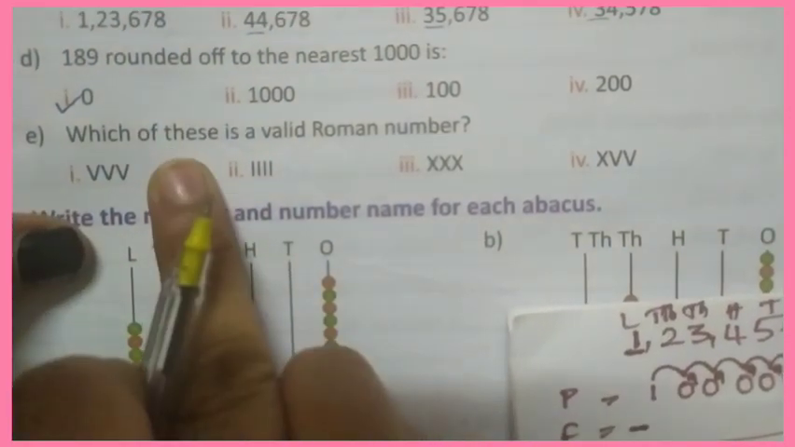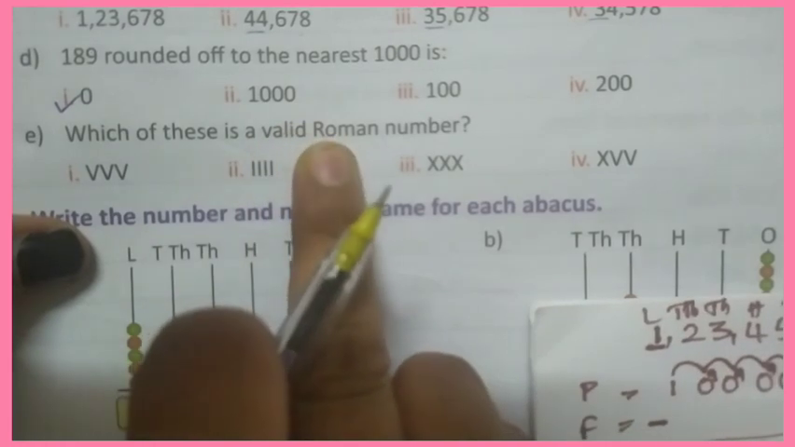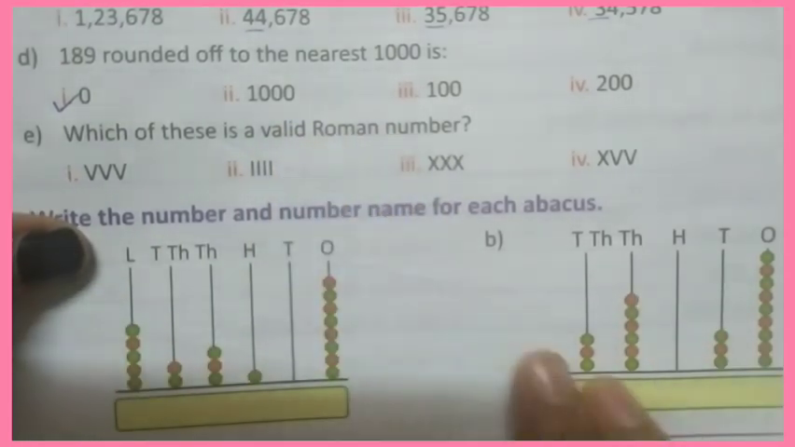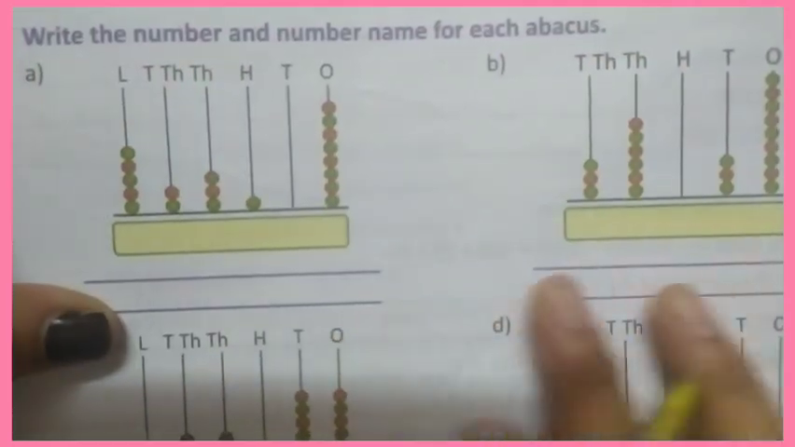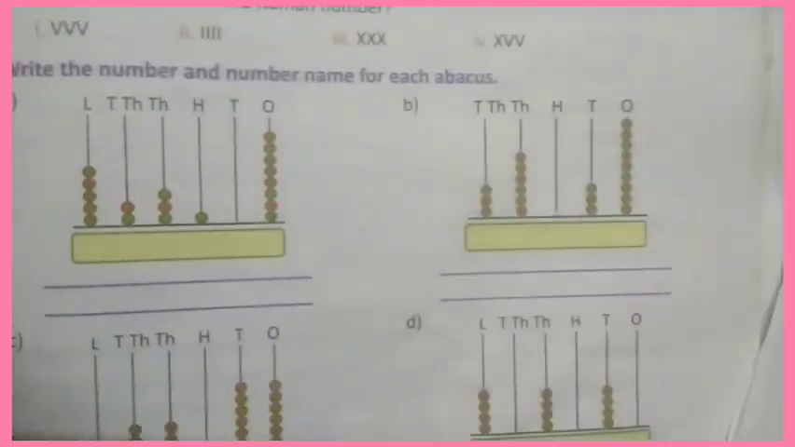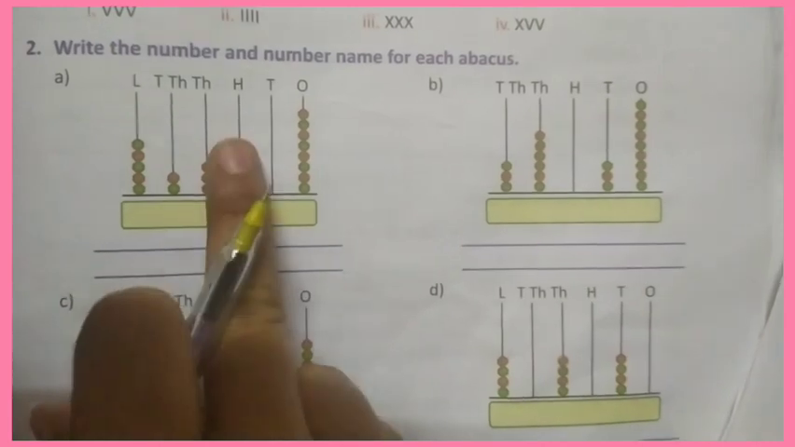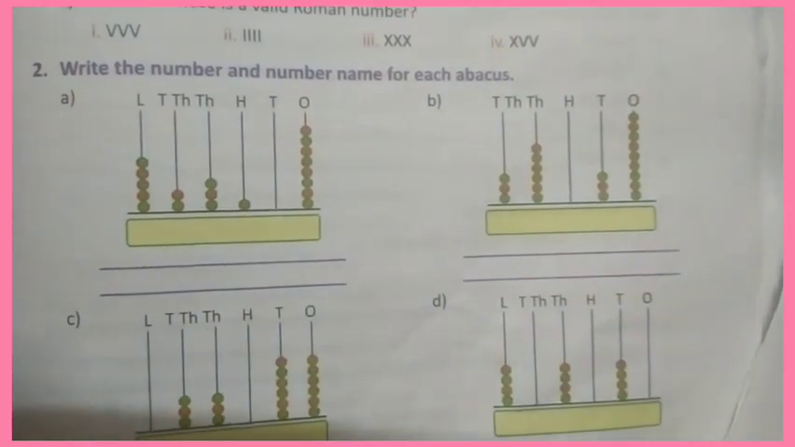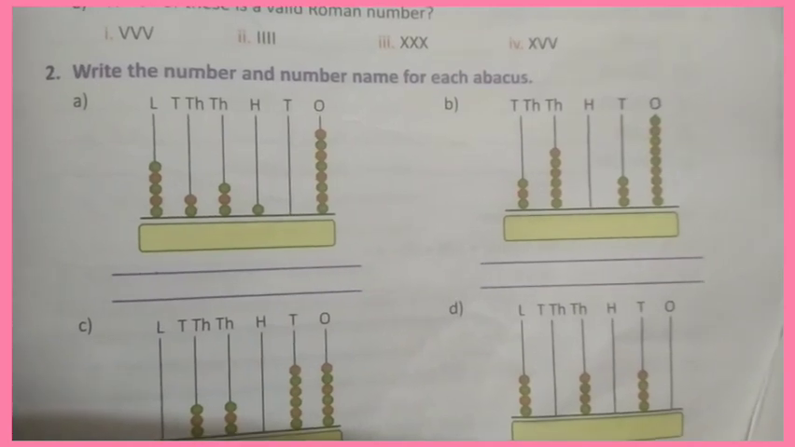Okay. This E bit is not completed. Roman, you don't know Roman numbers yet. In the next period I will explain this. After that we will do this one. Okay. What is the second bit? Yes. Number. Here you have to write the number.